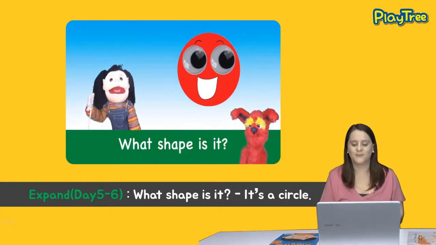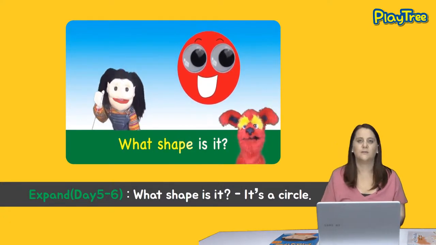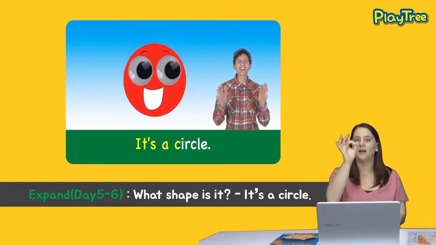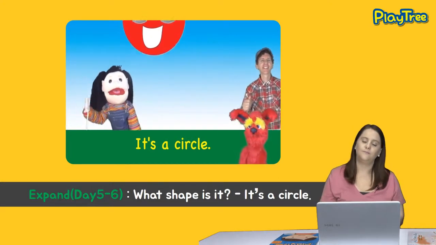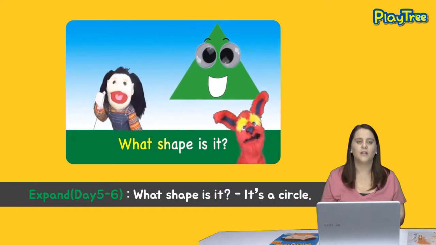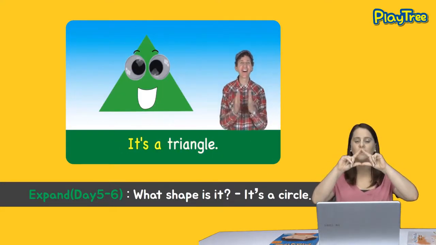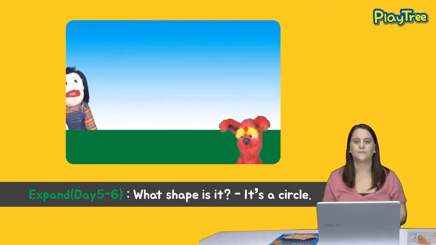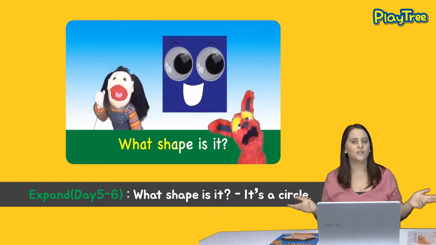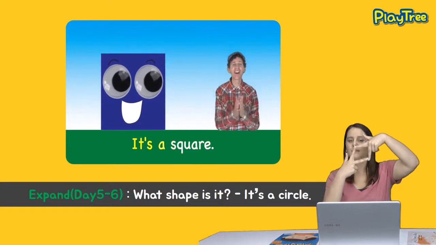Oh, it's Matt, teacher. What shape is it? What shape is it? It's a circle. It's a circle. What shape is it? What shape is it? It's a triangle. It's a triangle. What shape is it? What shape is it? It's a square. It's a square.